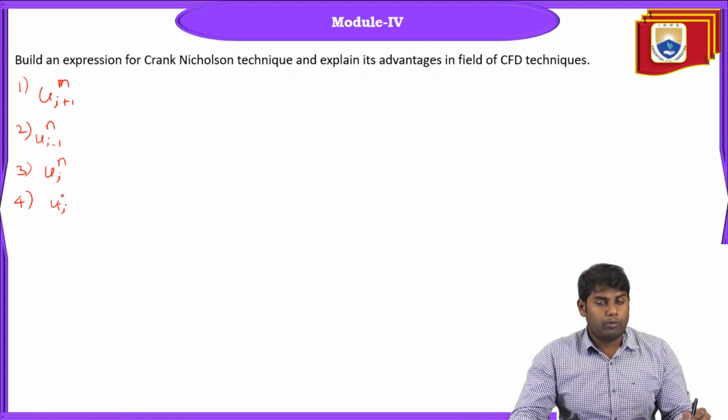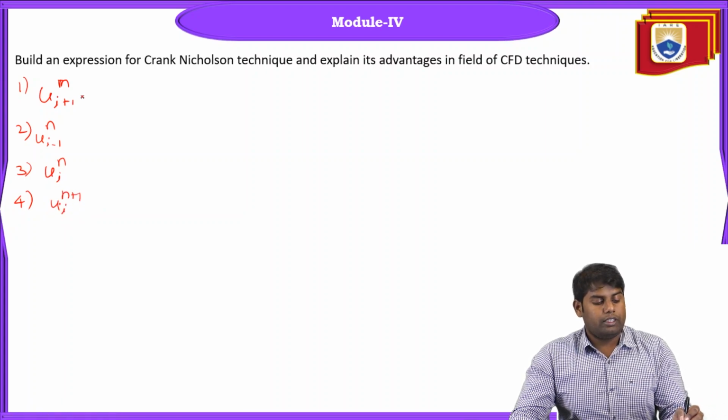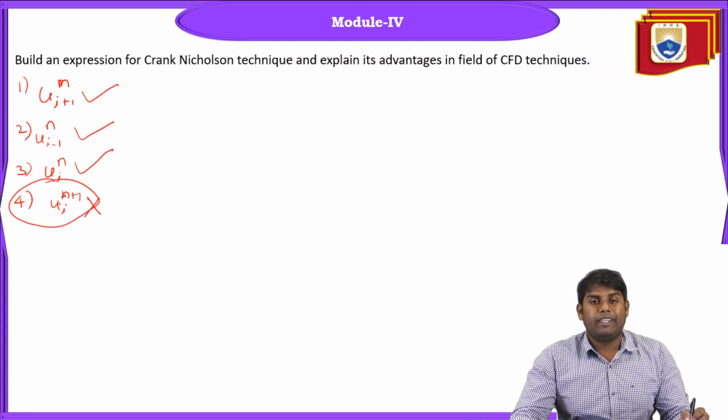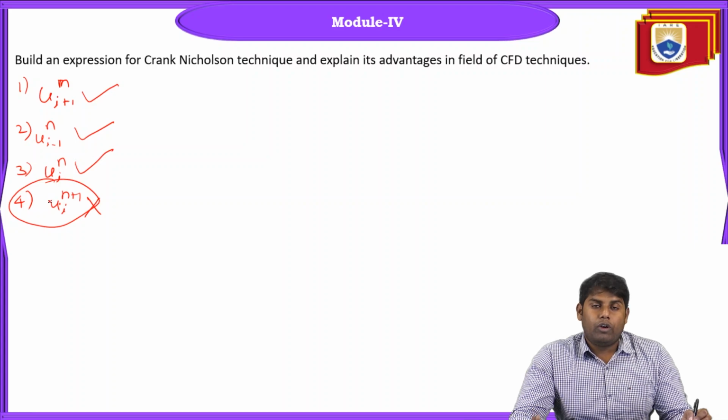So u of i to the power of n plus 1. This value is the known parameter, this value is the known parameter, this value is the known parameter. So the unknown parameter is the fourth one. Basically here we have only one unknown out of four variables. The remaining three are known variables, which comes under the explicit method.